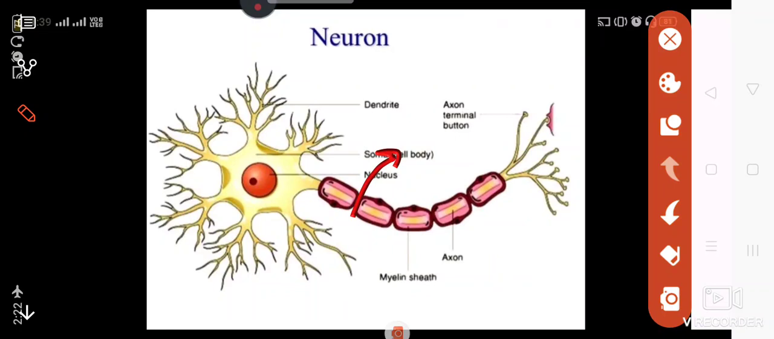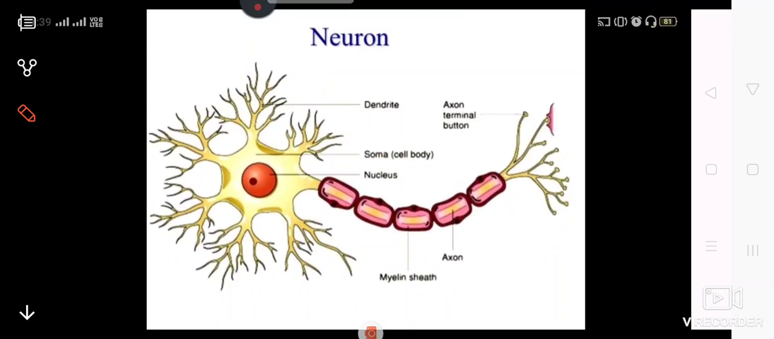And the axon terminal, I told you, is the ending of the axons. So this topic is completed.